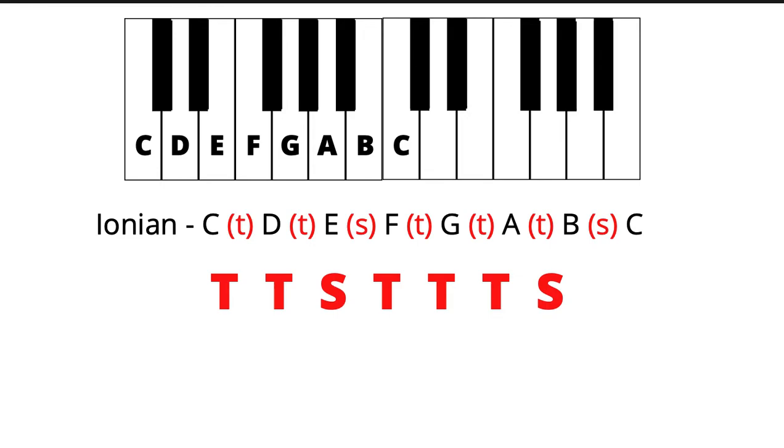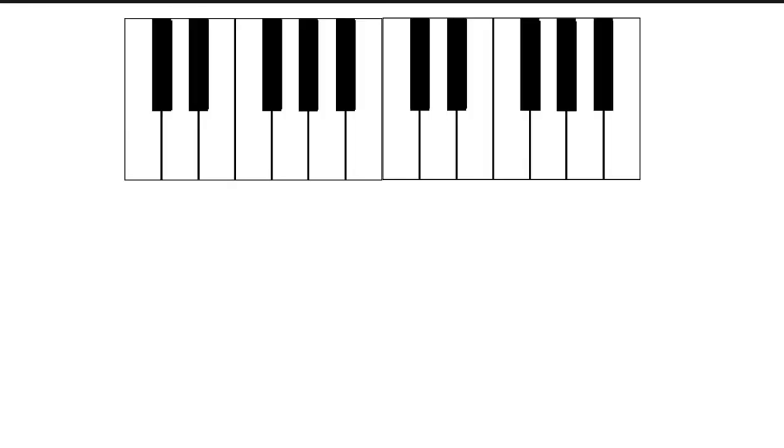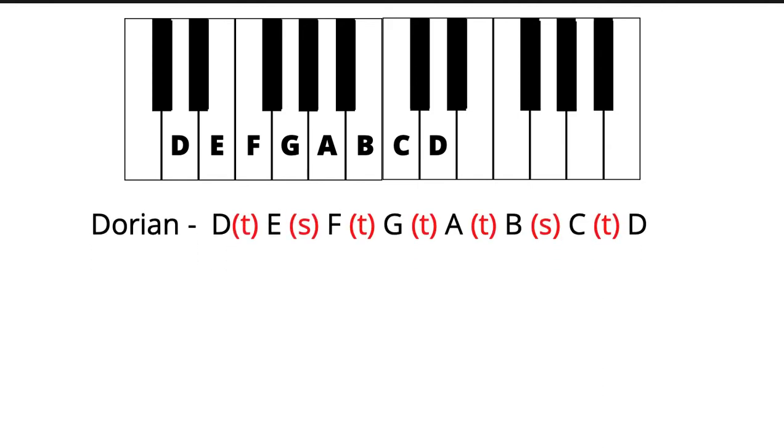Let's take a look at the Dorian mode. If we start on D, we move from D to E. And D to E would be considered a tone. E to F would be considered a semitone. F to G, a tone. G to A, a tone. A to B, a tone. B to C, a semitone. And C to D is a tone. So our pattern would end up looking like this. Tone, semitone, tone, tone, tone, semitone, tone.